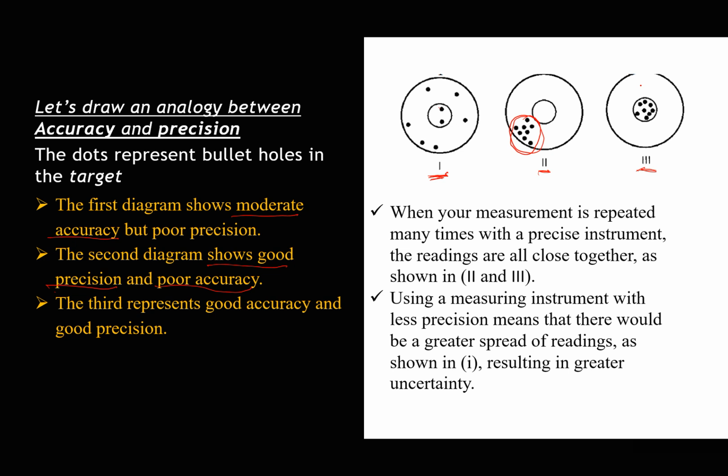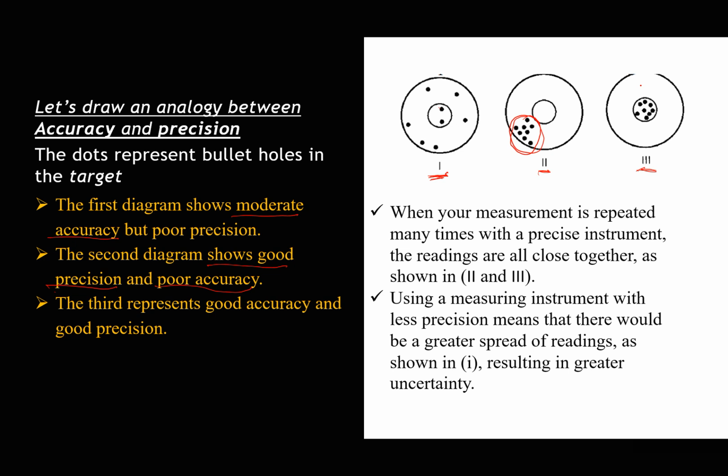So, we have seen that the first diagram is showing moderate accuracy but poor precision. The second diagram is showing good precision but poor accuracy, no accuracy at all. The third diagram is showing that there is good precision and good accuracy. What conclusion can we make from that? So precision has partly to do with the accuracy of an observation or measurement. By the way, a reading may be very precise but does not need to be accurate.